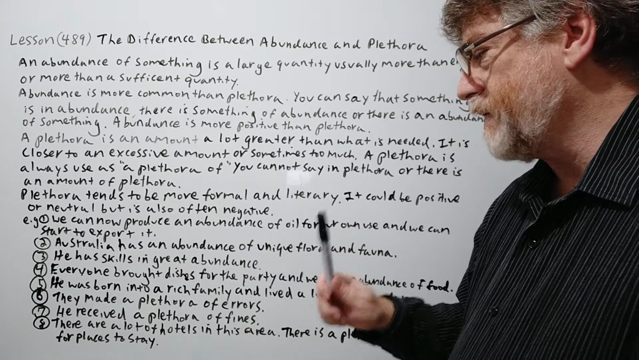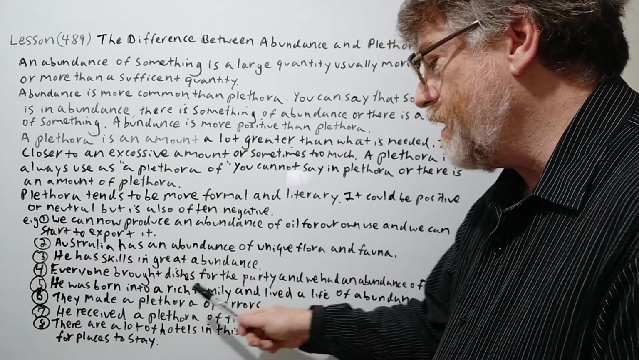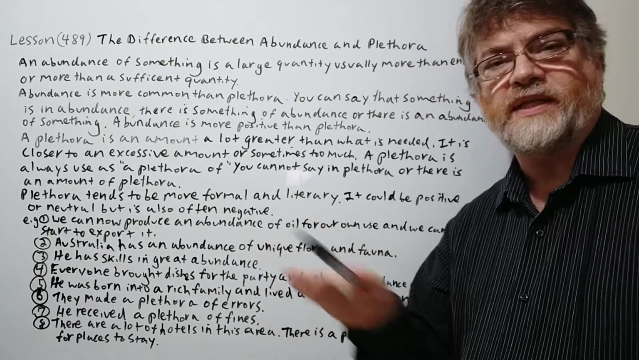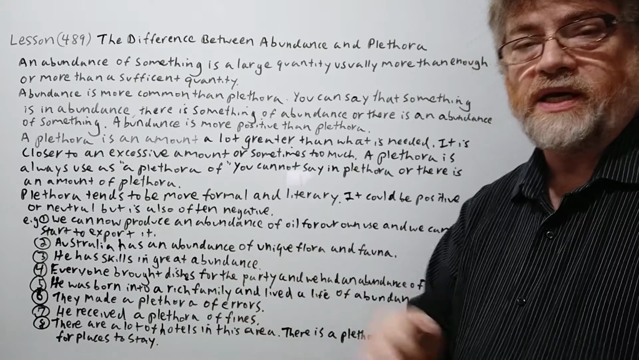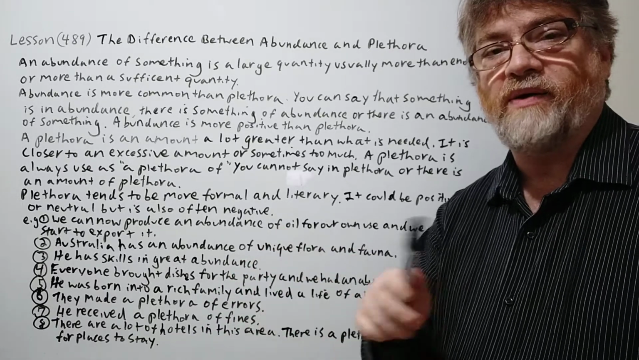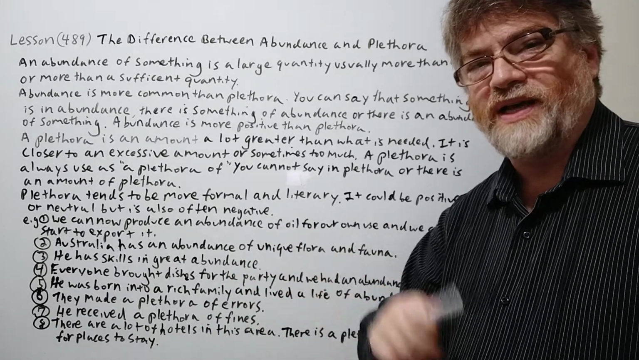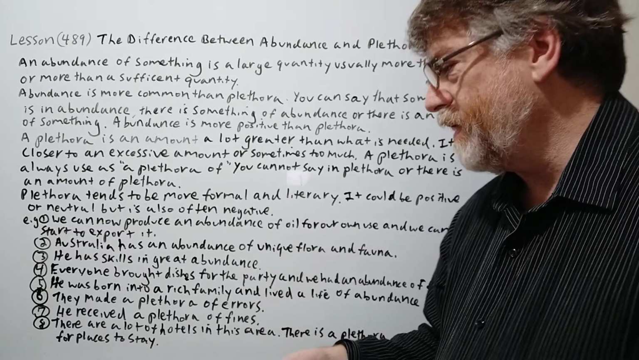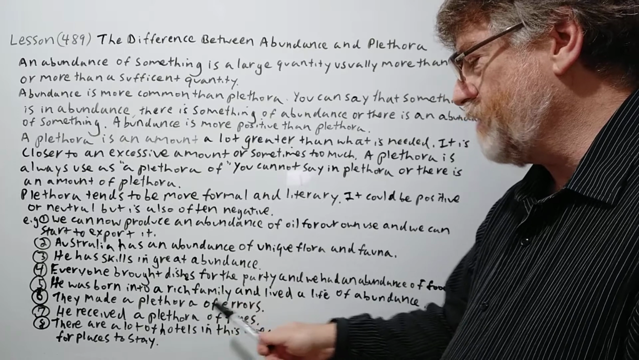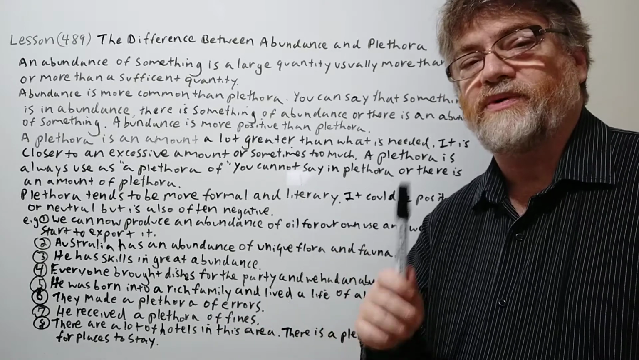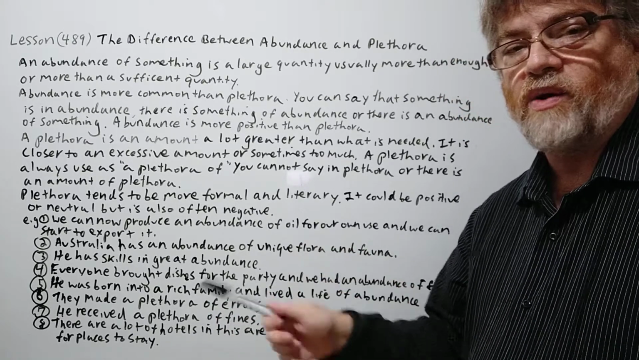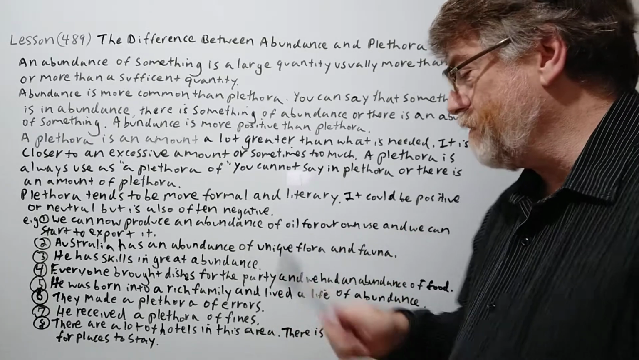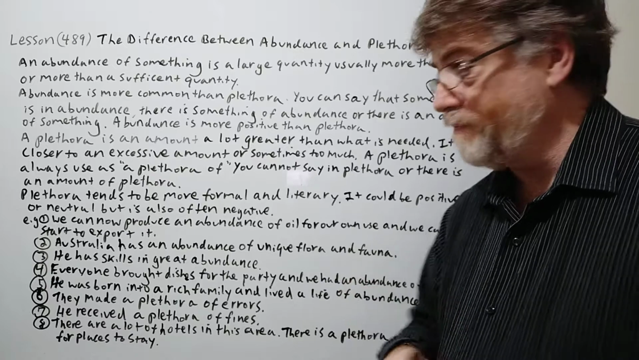Number 6, they made a plethora of errors. So again, we might use it with something that's negative. Errors are mistakes, so that would be negative. We're really trying to emphasize almost too much, way more than enough. Number 7, he received a plethora of fines. Whoa, this also sounds like quite a bit. Also kind of too much, or too much that you don't want them.